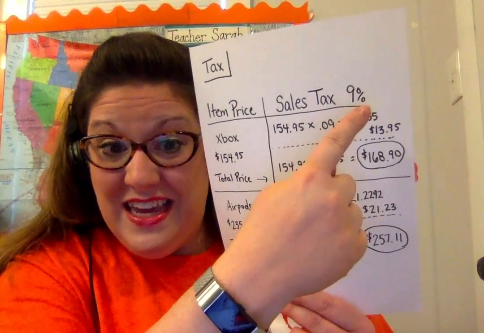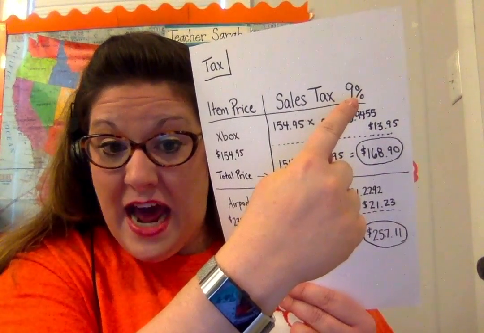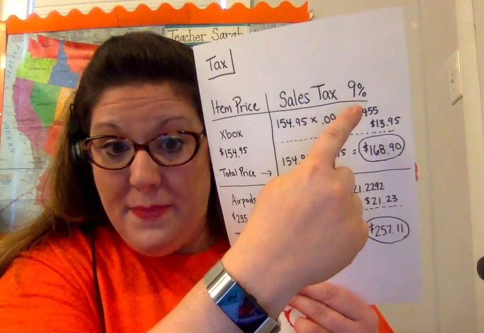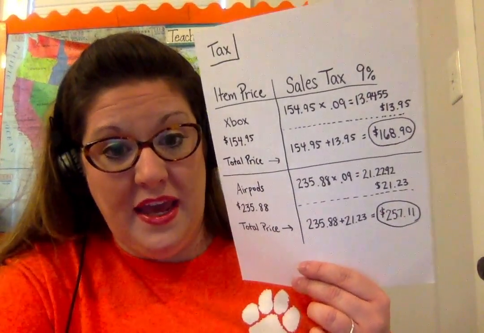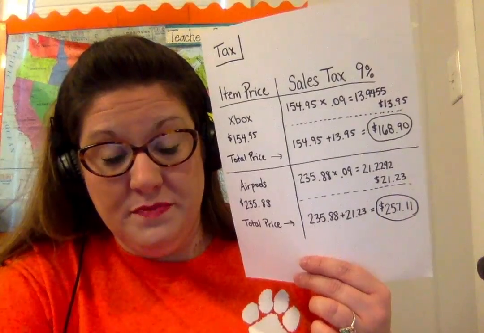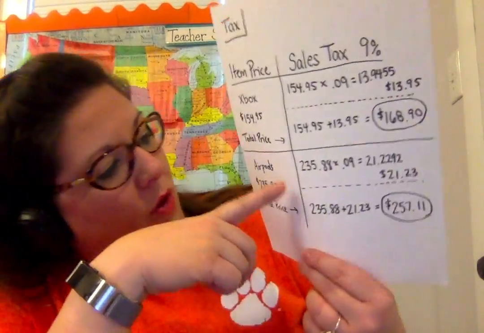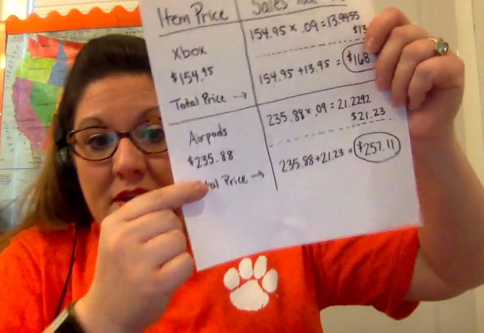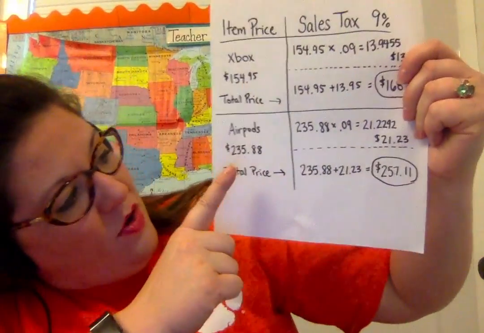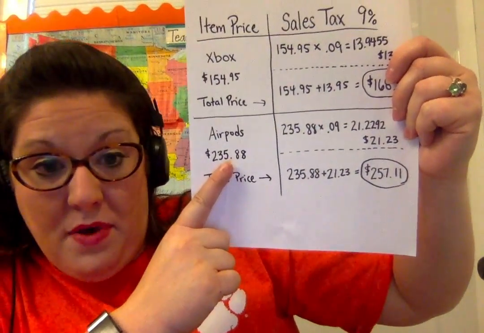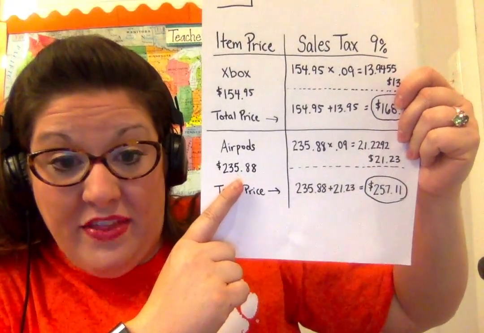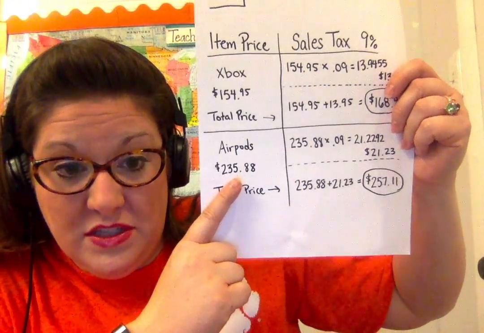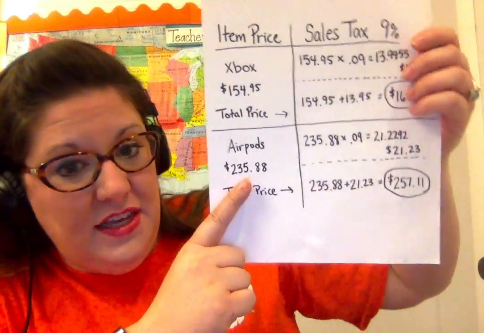Did you know Tennessee has sales tax at 9%? So a lot of us go to shop in Tennessee. We're paying higher sales tax in Tennessee than we pay in our Kentucky stores. So an interesting fact there. Okay, next item, AirPods. Regular price for Apple AirPods is $235.88. Wow, that's a lot of money for some headphones. Way overpriced, in my opinion.